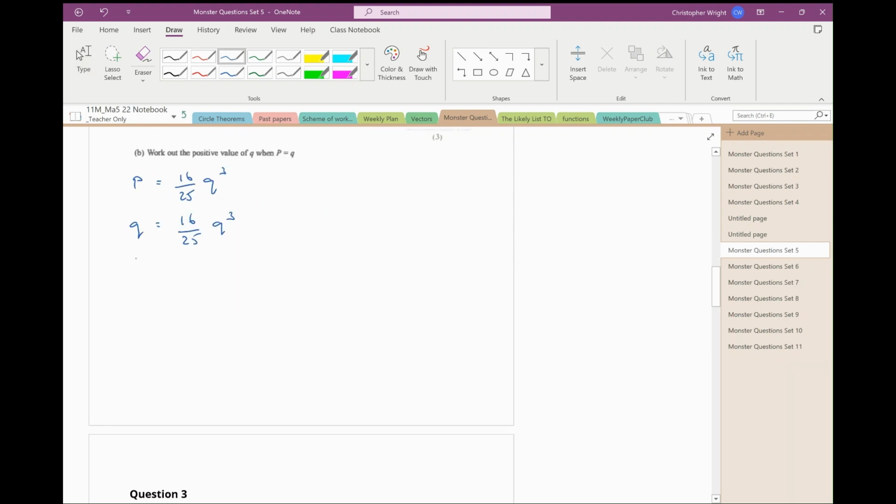If I divide all the way through by Q, I get 1 equals 16/25 Q squared. Multiply or divide both sides by 16/25 gives me Q squared equals 25 over 16. So Q would equal root 25 over 16. Now I'm asked for the positive value, so that will just be 5/4. Okay, so that is that.